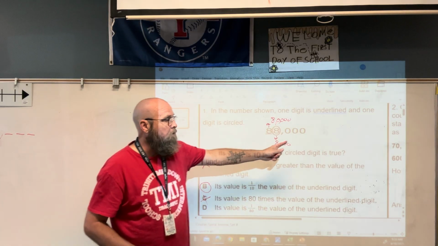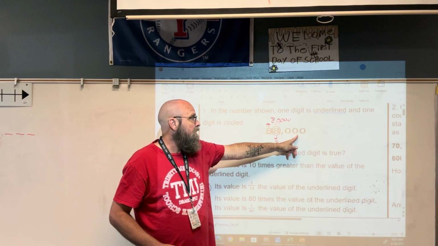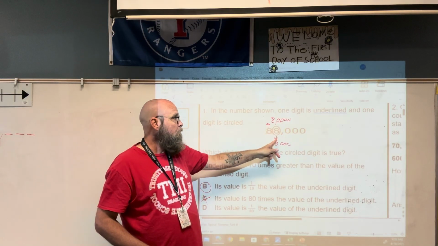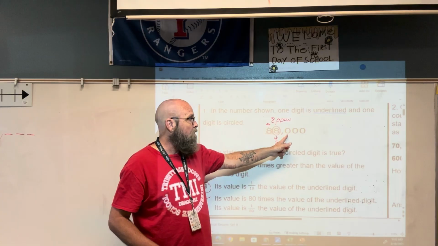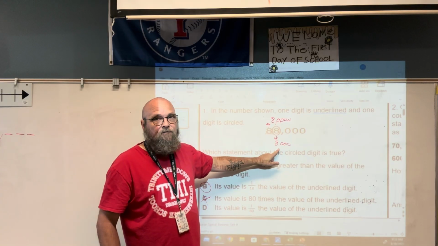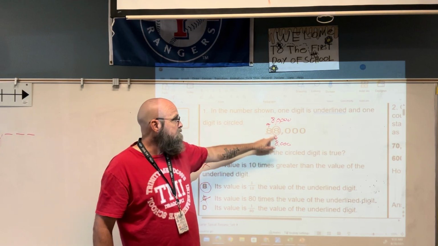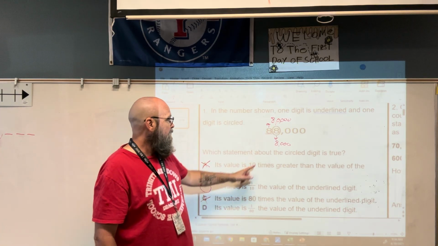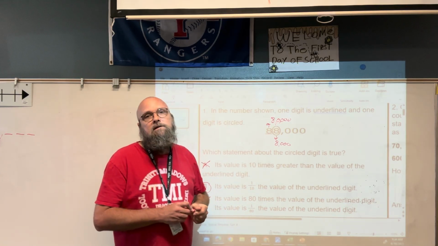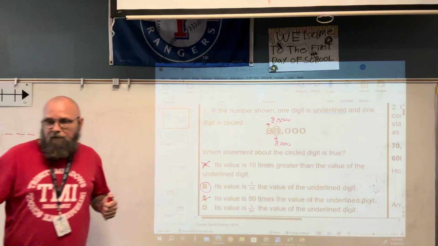As we move over on the place value chart, we get 10 times bigger every time we move to the right. And we're 1/10 every time we move to the left. Which means if I added this 10 times, I would get 80,000. This one says to add it 80 times to get 80,000, and that doesn't work.